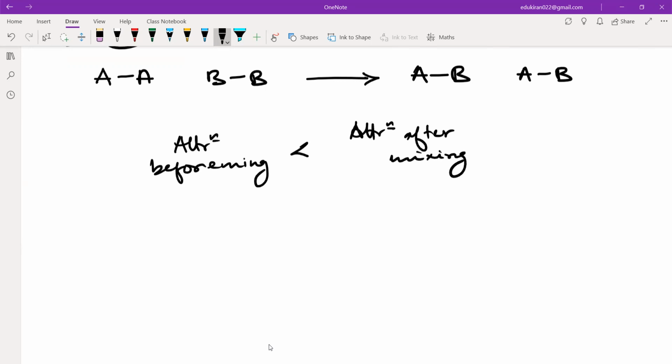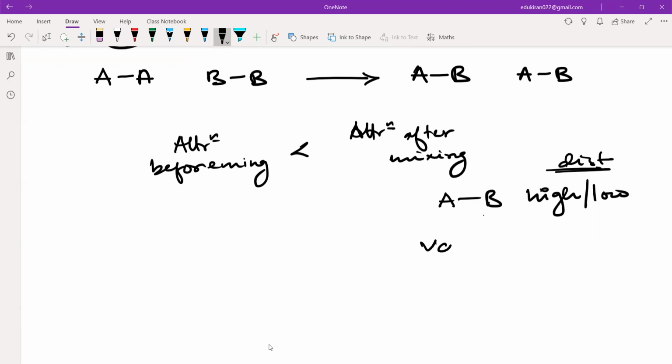Okay, now we are taking one case in which you have attraction that is greater after mixing, okay? After mixing the attraction is greater. Now tell me, the distance between A and B, will it be high or low if I compare it with the components? If the attraction is higher, then the distance will be what, high or low? Lower, right? The distance will be lower.